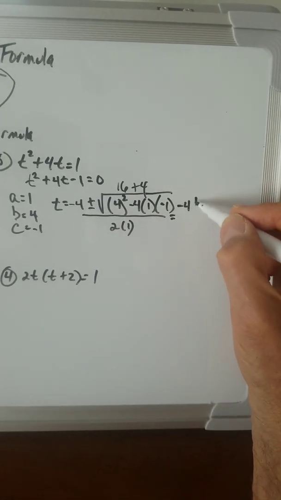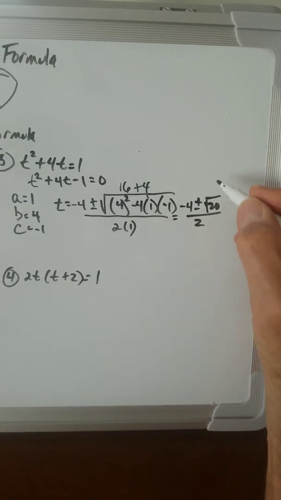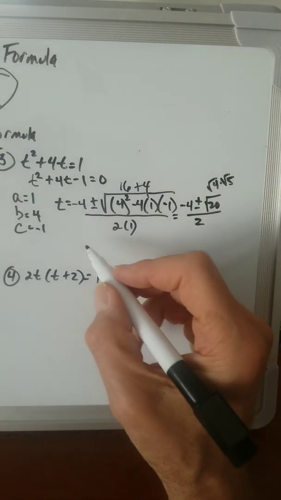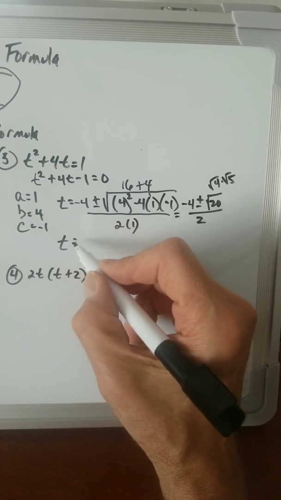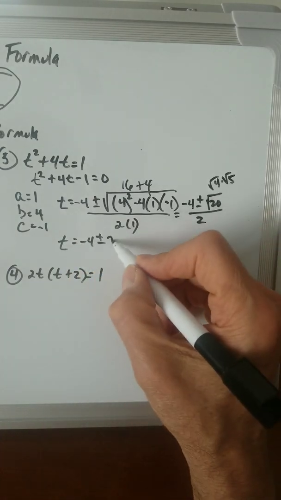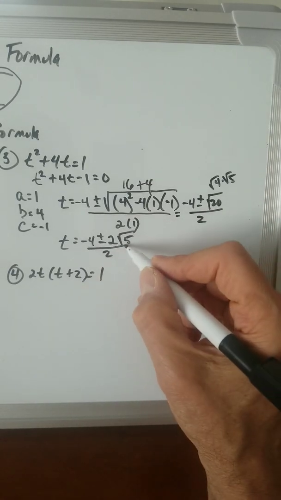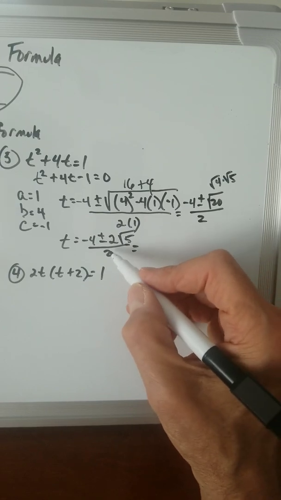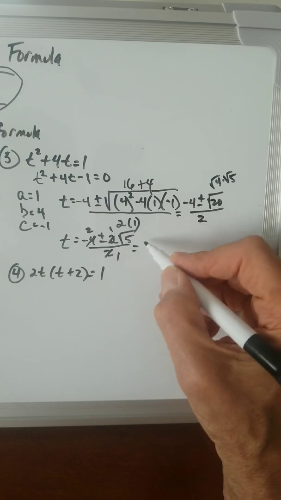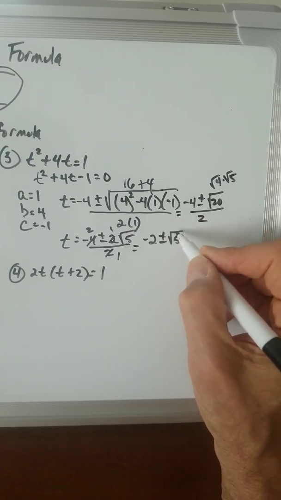Negative 4 plus or minus the square root of 20, over 2. Square root of 20 is 4 times 5. So you get t is equal to negative 4 plus or minus square root of 4, which is 2. Keep the 5 under the root sign, over 2. And now if you really want to get technical, you could divide by 2: 2 into 2 goes once, 2 into 4 goes twice, 2 into 2 goes 1. And your answer is negative 2 plus or minus the square root of 5.